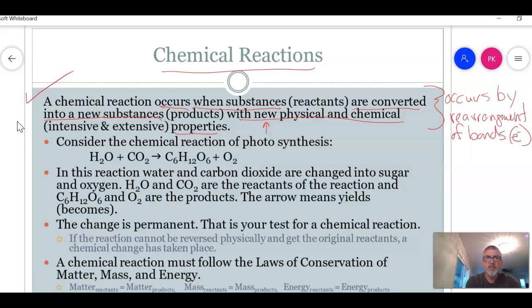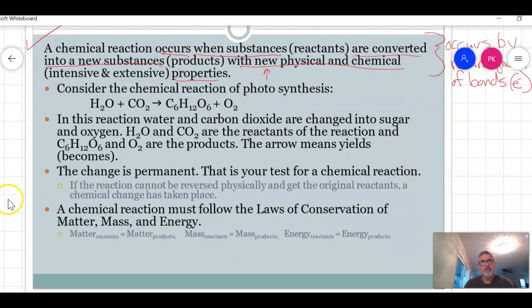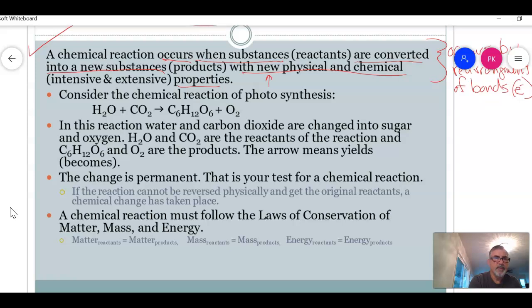Electrons make bonds. So consider this photosynthesis reaction. I've got water and carbon dioxide. It makes sugar and oxygen. So the sugar that I make has different properties than the water and carbon dioxide. Now, if I took sugar, I could not separate it physically. I could only separate it chemically, because this is a compound. So the check for this is that the change is permanent. If the reaction cannot be reversed physically to get the original reactants, then a chemical change is taking place.